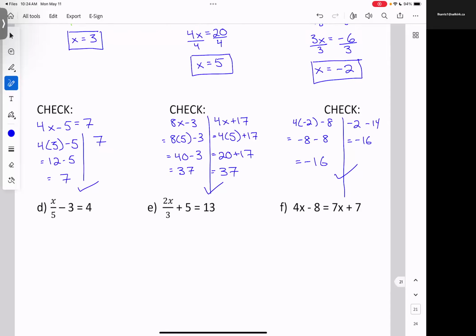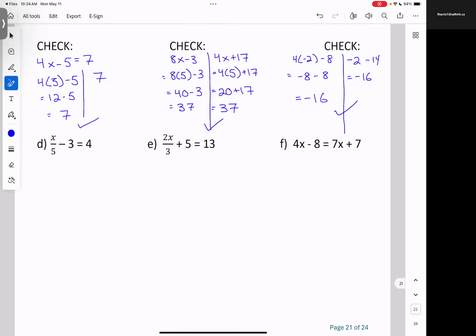All right, the next ones are much the same, but involve fractions. Go ahead and give these ones a try by pausing the video. Okay, let's do these together now. So we don't need to do step 1 or 2. We don't have any brackets or like terms.